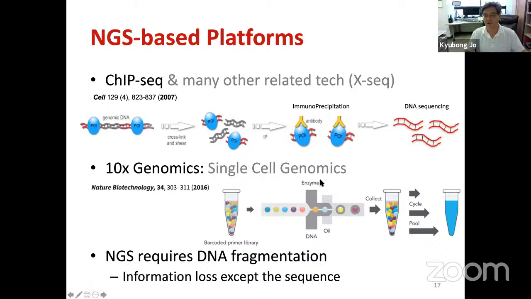And 10x Genomics is also very popular. That started in 2016, five years ago, and their technology is so powerful for getting information in single cell genomics. However, these technologies are basically based on Illumina sequencing machines. Because of that, these NGS-related platforms require DNA fragmentation.